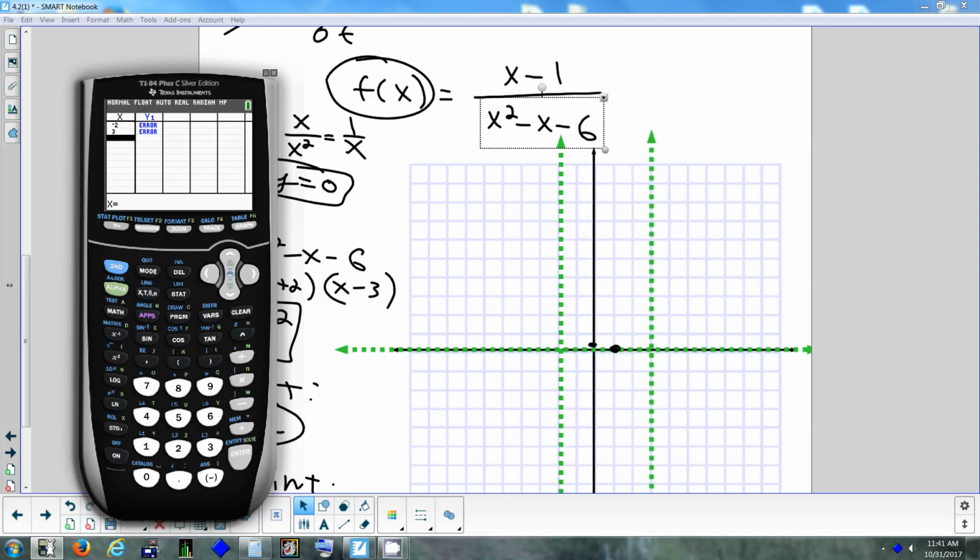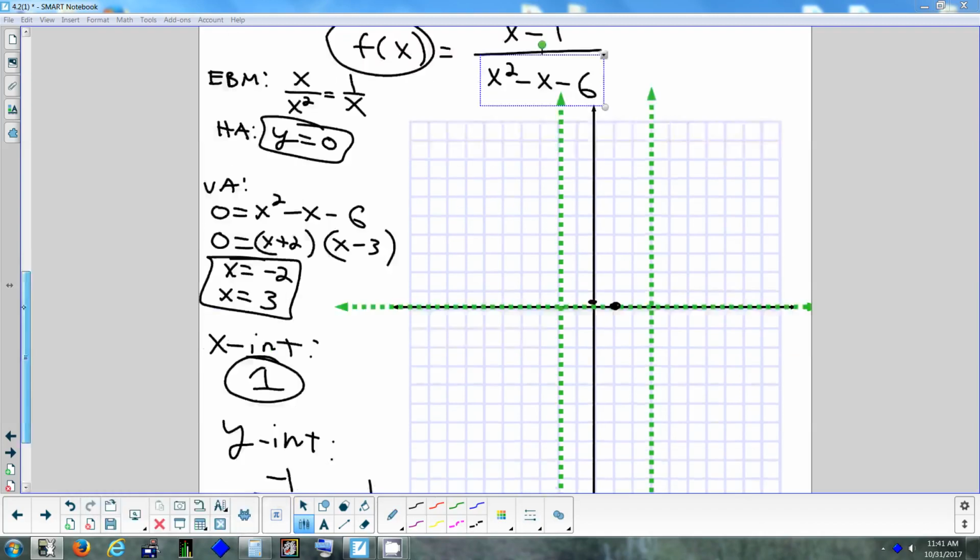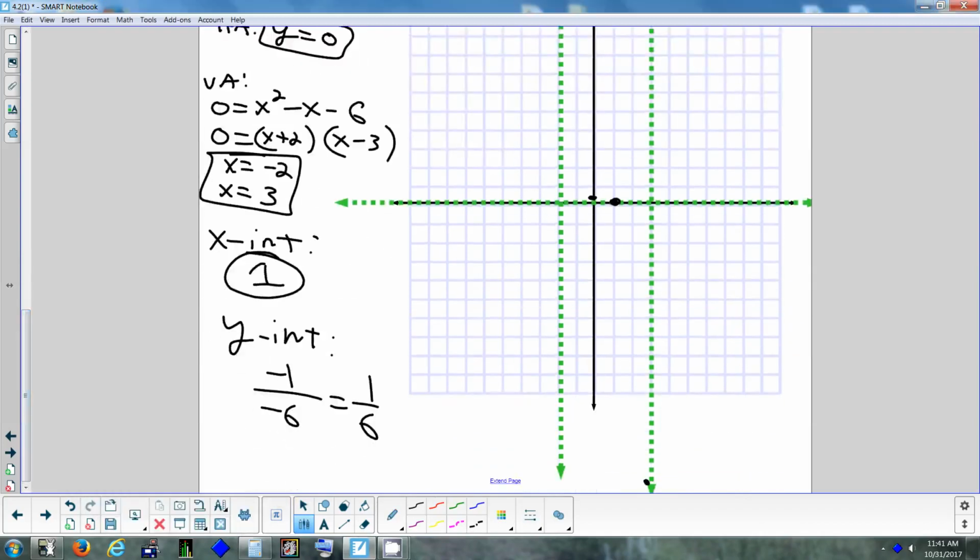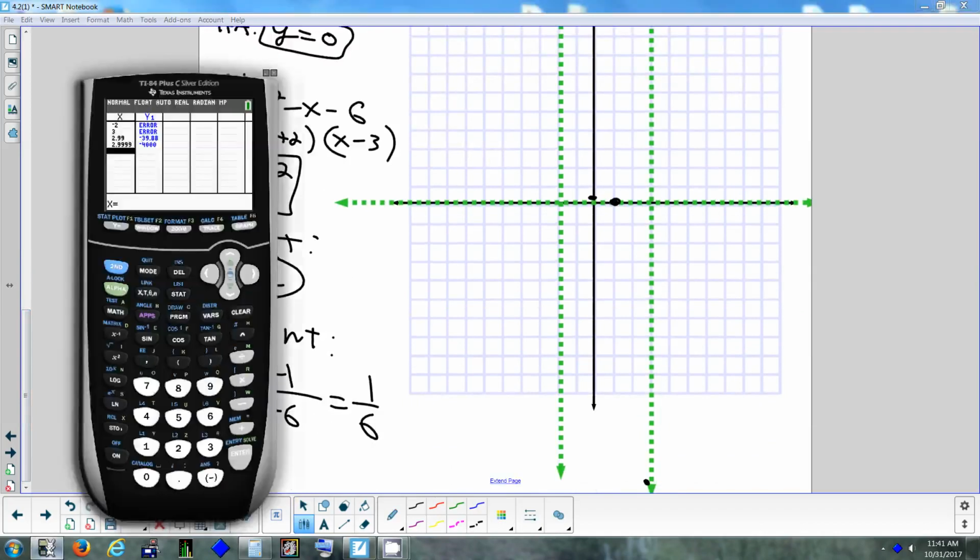Let's try a number very close to 3. Can somebody give me a number that's extremely close to 3? Even closer. 2.99. So when I'm at 2.99, I'm way down at negative 40. If I go even closer, negative 4,000. So as I get very close to 3, my graph is going way down. There's negative 4,000 right there. Close enough.